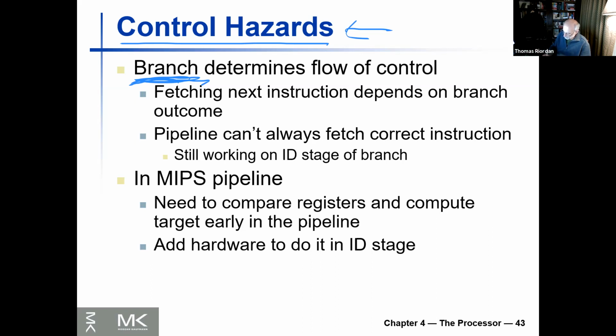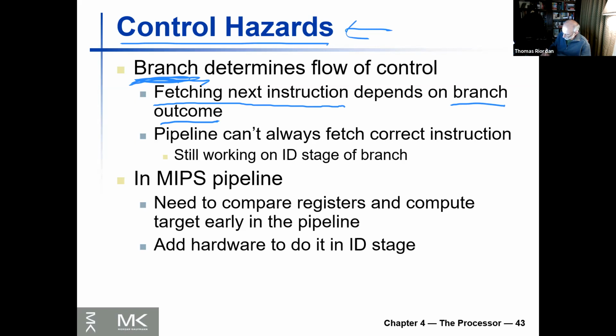So simply put, when we go and fetch the next instruction, it depends on what the branch did. Now, the branch, of course, you fetch the instruction, and as usual with any instruction, it takes a while for it to do its thing. So it takes a while for us to know whether the result of the branch is going to go or not.